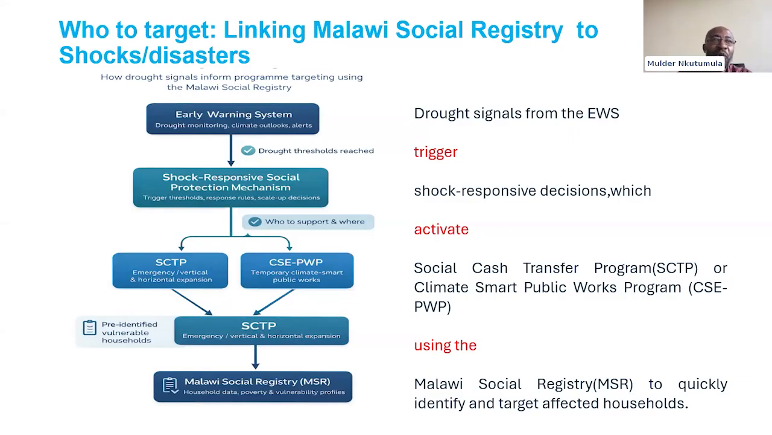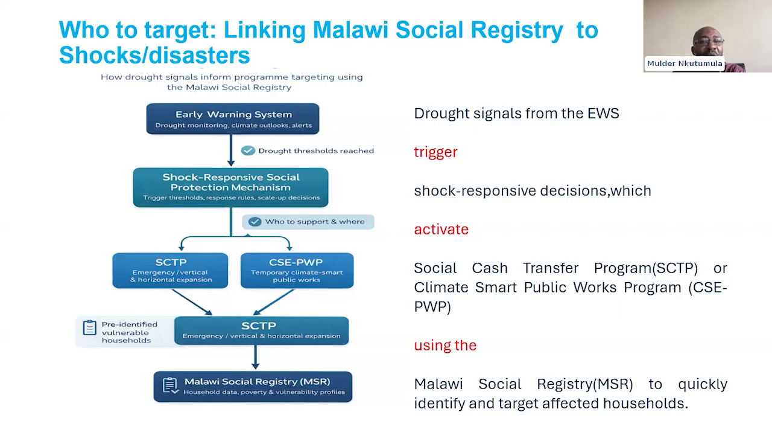While we are monitoring the rain patterns, we are able to see the amount of rainfall that has just fallen. Then we can trigger the thresholds that we have. In each and every district, they have their own thresholds. So when the threshold has been reached, it triggers the payout. It triggers what we call a shock response social protection mechanism.